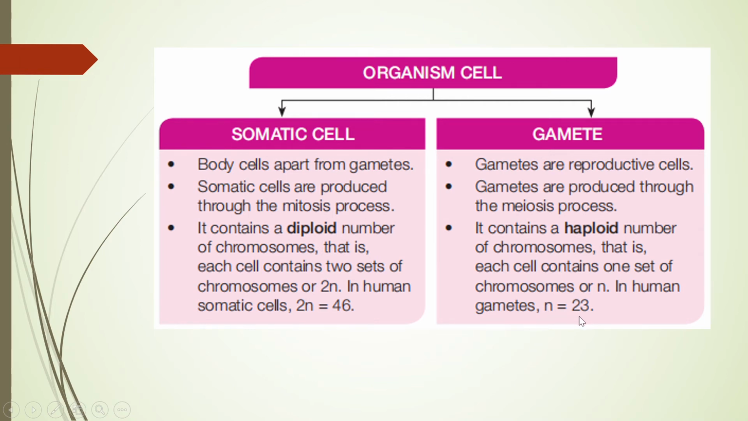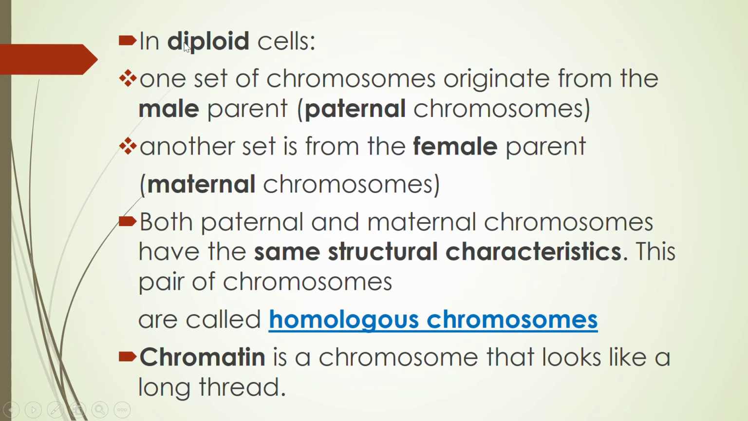only 23. In diploid cells, 1 set of chromosomes comes from our father, the male parent. We call it the paternal chromosomes. Another set is from the female parent, or mother, and we call it the maternal chromosomes. Both paternal and maternal chromosomes have the same structural characteristics, and this pair of chromosomes, we call the homologous chromosomes.